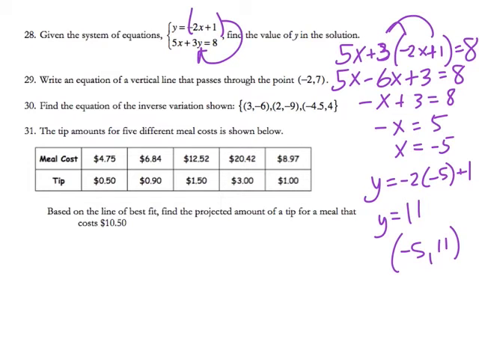Number 29, write the equation of a vertical line that passes through the point negative 2, 7. So, vertical lines, okay, we have the acronym, HOY, VUX. Horizontal lines have a zero slope, have a y-only equation. Nope, not what I'm dealing with. Vertical, x-only equation. Undefined slope, who cares about that?